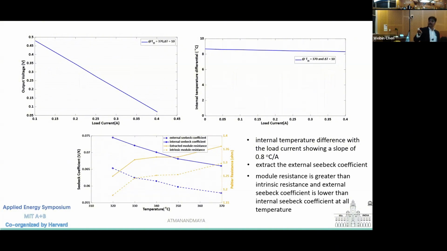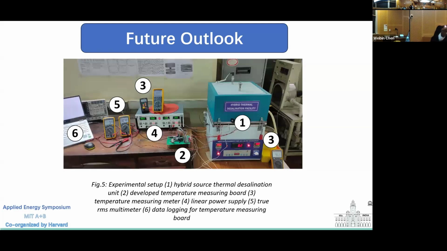This is what I already explained, and based on that, for the future outlook, I was developing my own setup for proving this, because at the modeling I did, after it I need to prove it experimentally whether what I did is correct or not. And this is the hybrid source desalination system which I developed for the prototype scale. Here I need 4 temperature sensors for the measurement, and I myself developed a custom-made temperature sensing board so that I can log the data and compare with what's happening inside.